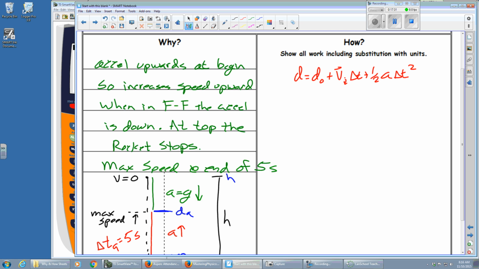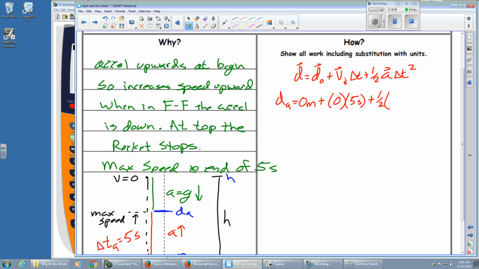And little vector symbols. There we go. Remember, this is about the positions where I end up, where I start, and how much I move because of all these other factors. So I end up at a height of d sub a. I start at a height of 0 meters. My initial velocity is 0. My time is 5 seconds.